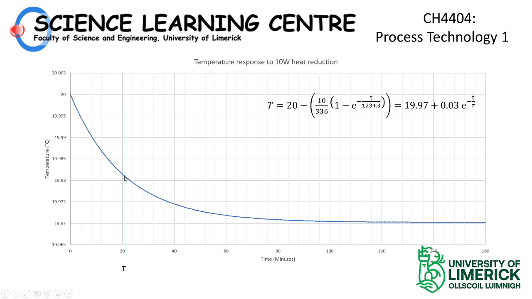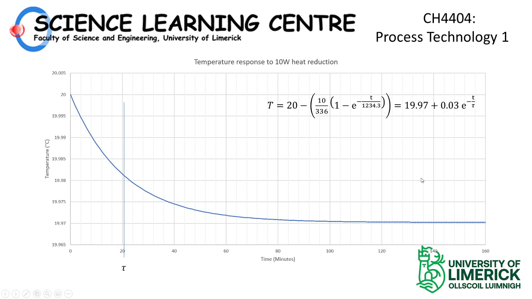63% is done in the first tau, so we have 37% remaining. Out of the 37% remaining, 63% is done in the second tau, and whatever is remaining, 63% of that is done in the third tau, and so on.